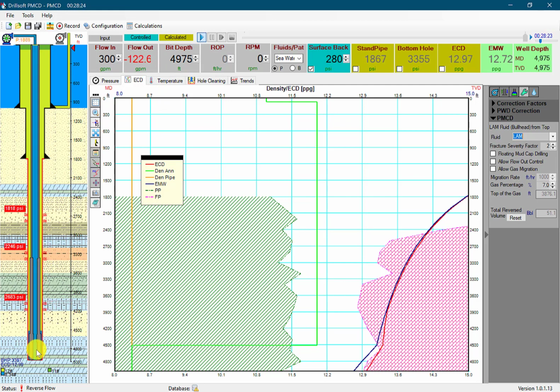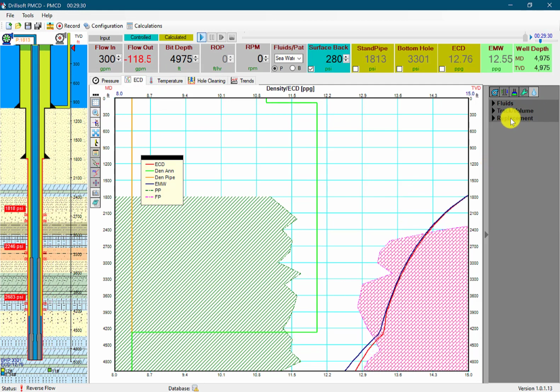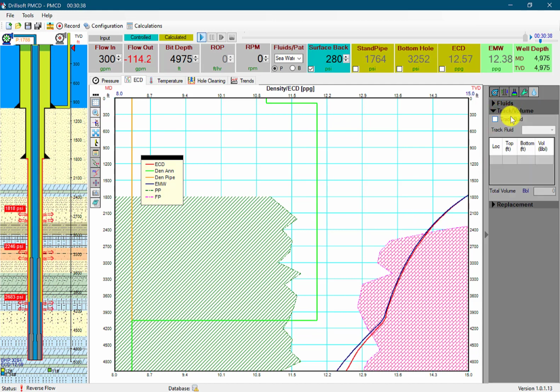Let's keep going down. We have the seawater returning. We can keep track of all of our fluids. We can see that our expensive mud, we're losing it to formation now. We're losing mud on all 3 zones.